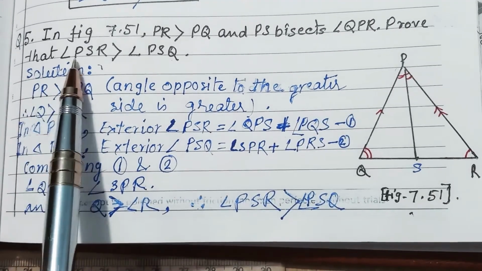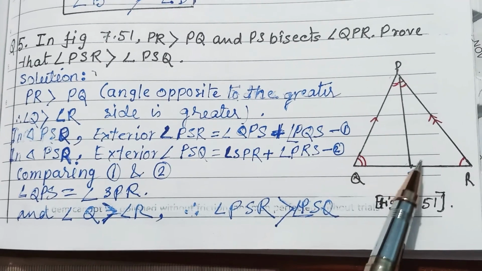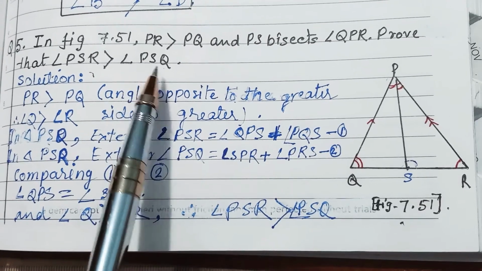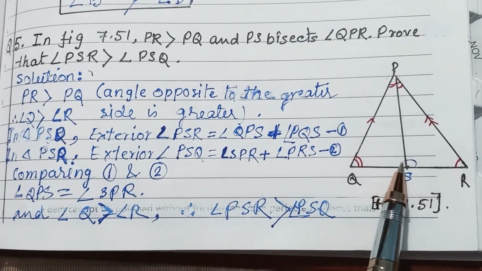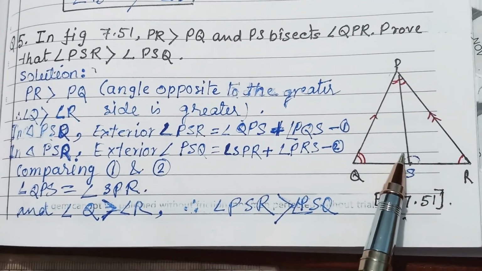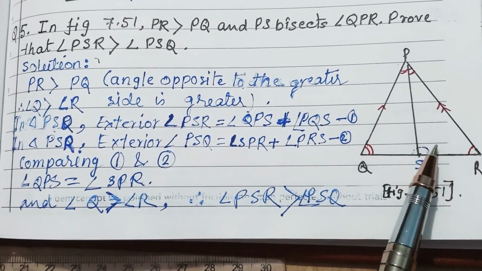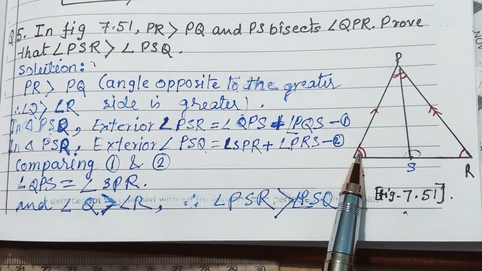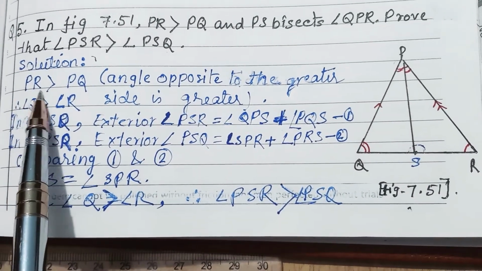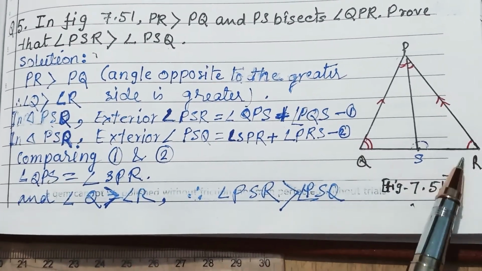Now, prove that angle PSR is greater than angle PSQ. By the exterior angle property, if this is the exterior angle, it is equal to the sum of this plus this. And this is equal to the sum of this plus this. These two are equal, as given. So check here: PR is greater than PQ, so angle Q is greater than angle R.